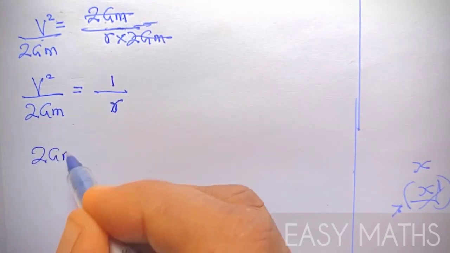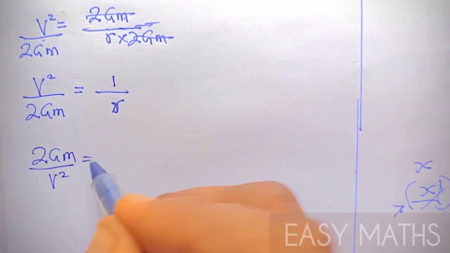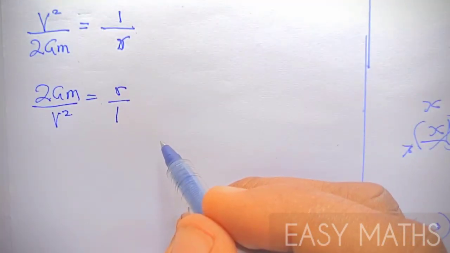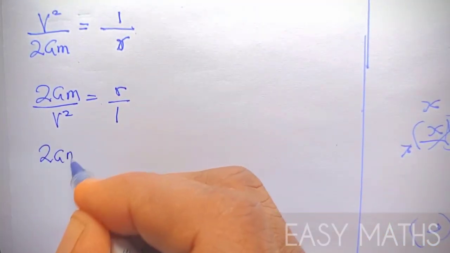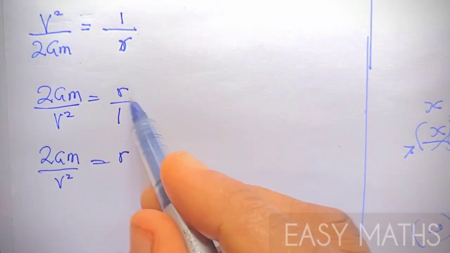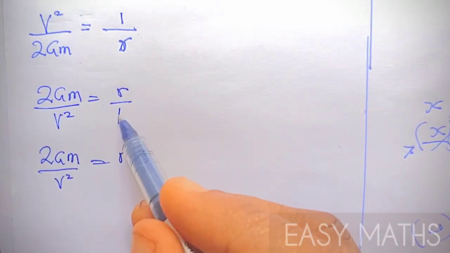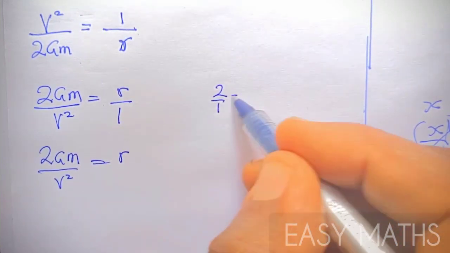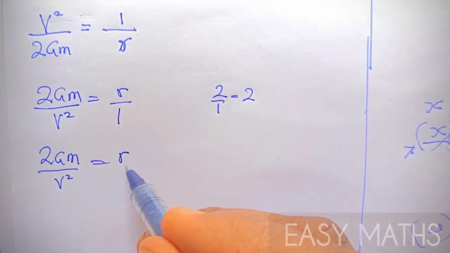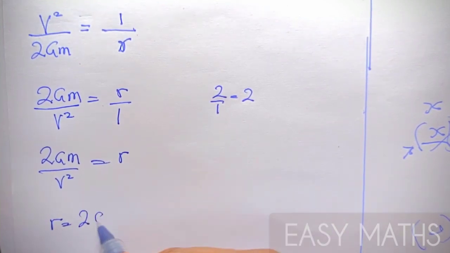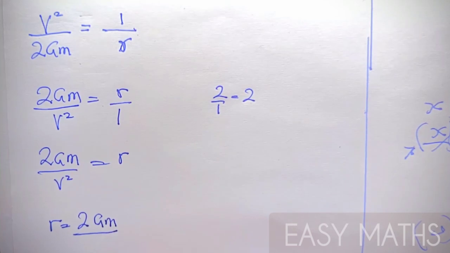we're going to have 2gm over v squared. R will go up, r over 1. Is that okay? Which is the same thing as 2gm over v squared equals to r, because any number divided by 1 is the same as that number. Just like saying 2 over 1 is the same thing as 2. So that is what we did here. Of course, we can now rewrite this equation as r equals to 2gm over v squared.